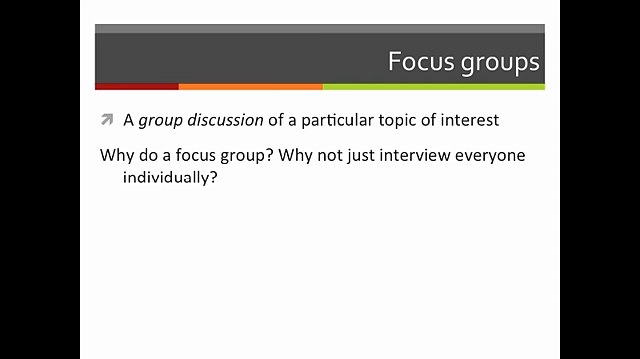Why not just interview everyone individually? There are a lot of good reasons to use focus groups. They are especially effective when little is known about your topic. Although they can be used at any stage of a research project, focus groups are most commonly used at the beginning stages, and so they're oftentimes followed up with more precise measures of larger groups, like a survey.